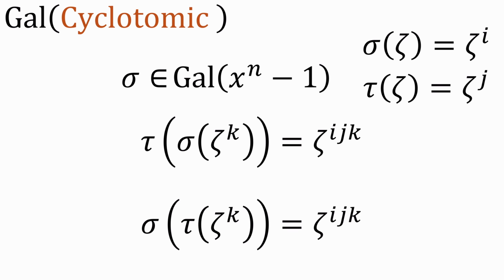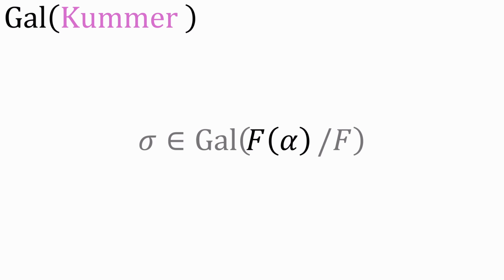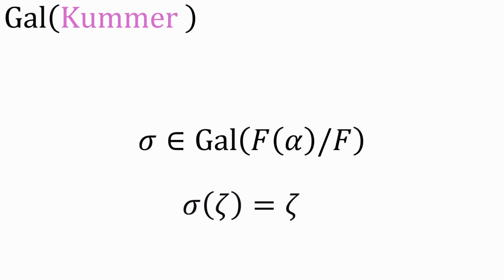Can we say the same thing for Kummer extensions? Let's find out. A Kummer extension is where we adjoin alpha to a field, where alpha to the n is already in the field, and the nth roots of unity are also already in the field. This means that if sigma is in the Galois group of a Kummer extension, then sigma of zeta equals zeta, because zeta was in the base field F.